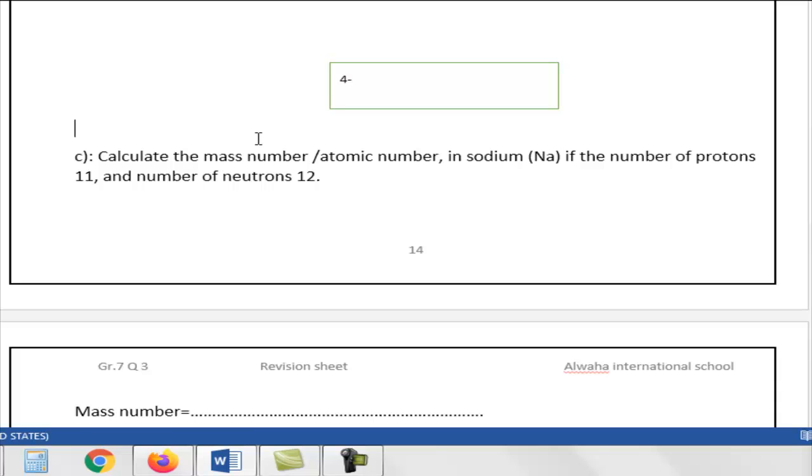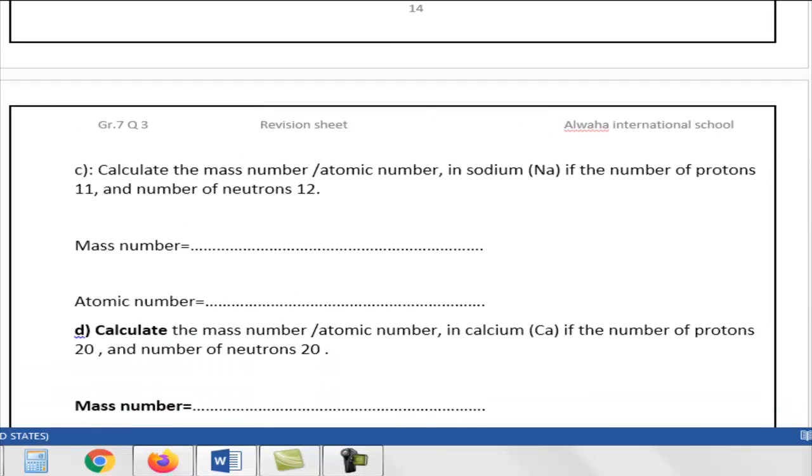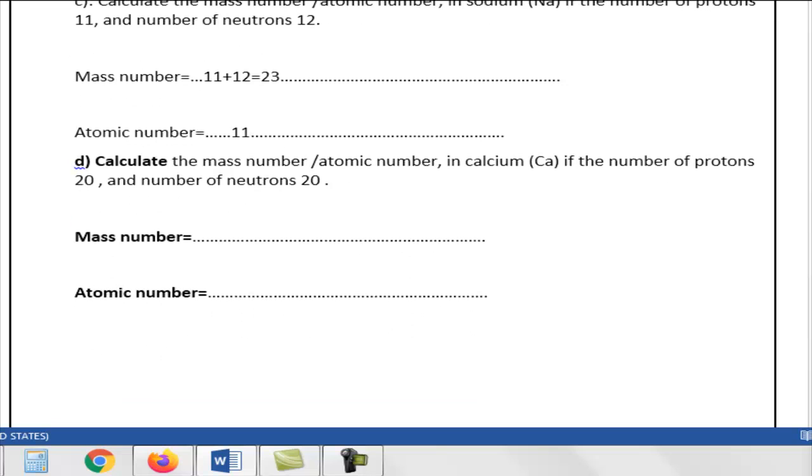Here, he asks you to calculate the mass number and atomic number in sodium. In A, the number of protons is 11 and the number of neutrons is 12. So the mass number is the number of protons plus the number of neutrons. So it will be 23. That is the mass number, but the atomic number is the number of protons only, so it will be 11 only.